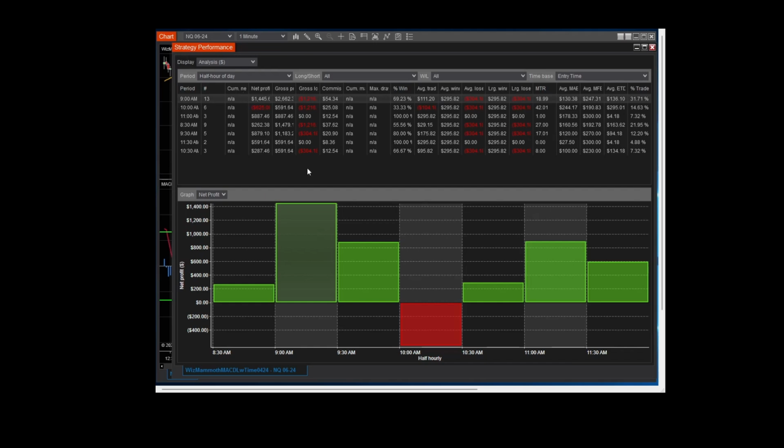So you can either stop the strategy at 9:30 and then restart the strategy at 10:30 and then trade the rest of the day. That's another method you can do. Let's say 10:30.